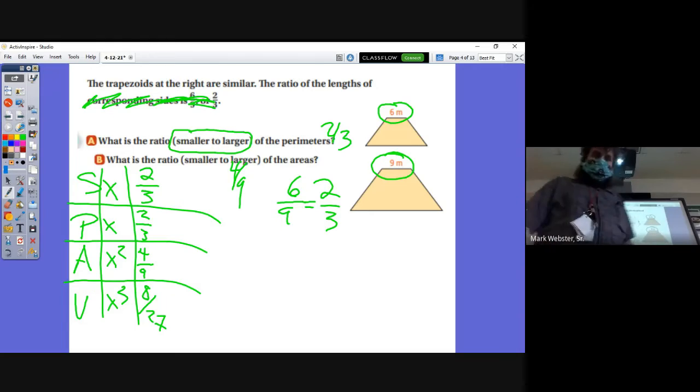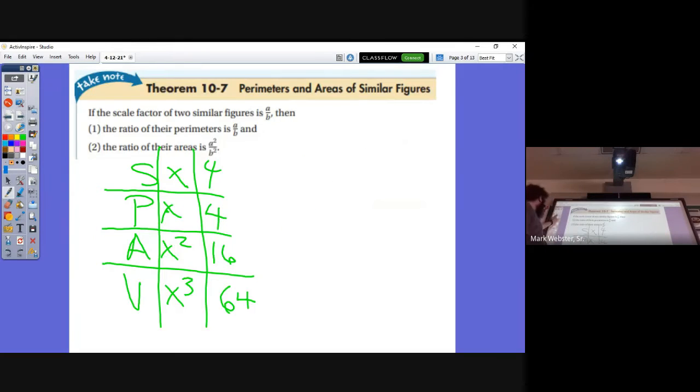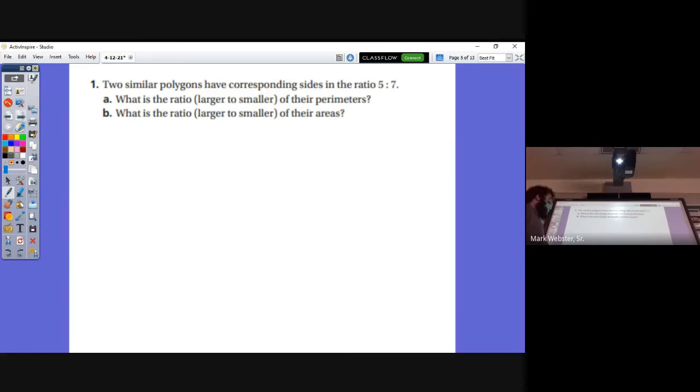Cool. So now it's your turn. Give this one a try. They didn't give you a picture. All they've given you is a ratio, and they want you to tell them what's the ratio of the perimeters, or what's the ratio of the areas.